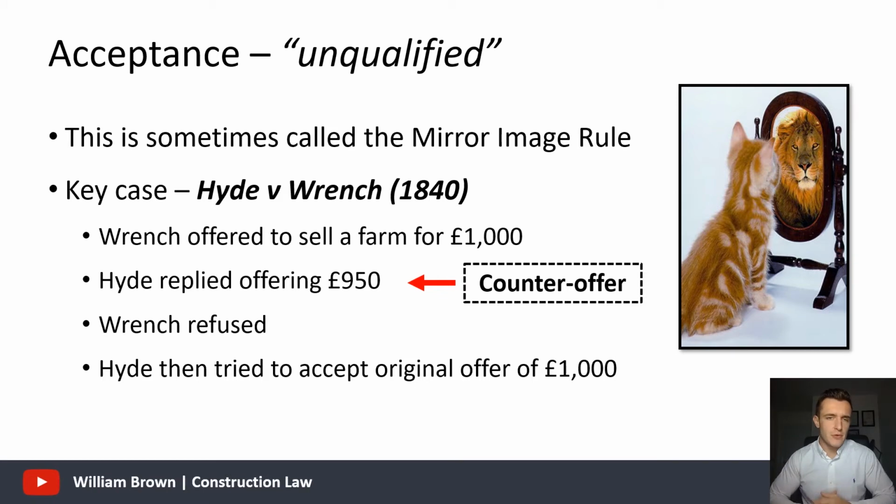Mr. Wrench refused. He did not want to sell the farm for 950. He wanted the £1,000. And because Mr. Wrench refused the offer, Mr. Hyde tried to turn around and accept the previous £1,000 offer that was made by Mr. Wrench. And the point is, Mr. Hyde could not do that. He could not do that because that £1,000 offer that he made originally was destroyed. It is deceased. It is gone by that counter offer which came through from Mr. Hyde.